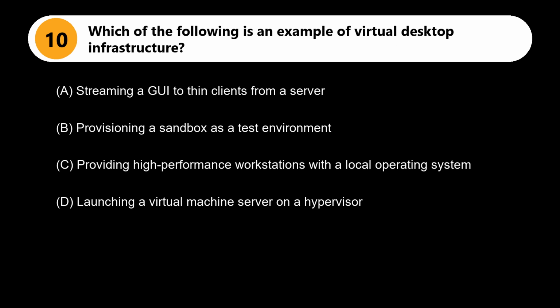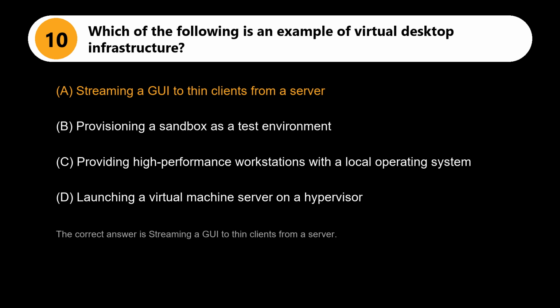Question 10. Which of the following is an example of virtual desktop infrastructure? Option A, streaming a GUI to thin clients from a server. Option B, provisioning a sandbox as a test environment. Option C, providing high-performance workstations with a local operating system. Option D, launching a virtual machine server on a hypervisor. The correct answer is option A, streaming a GUI to thin clients from a server.